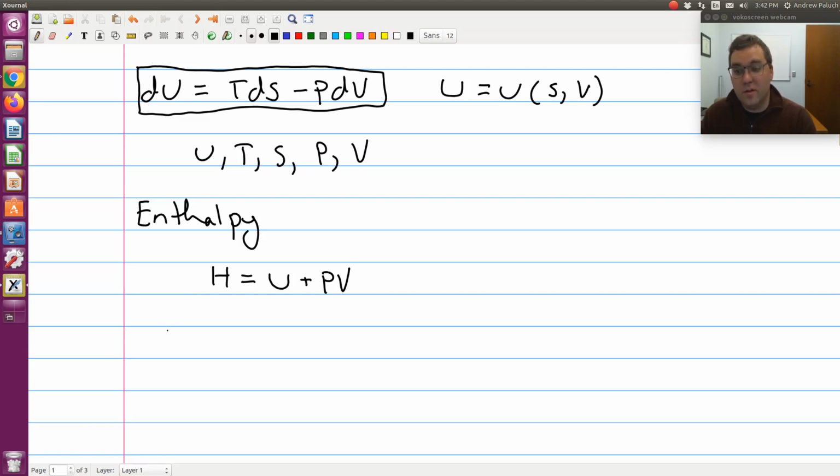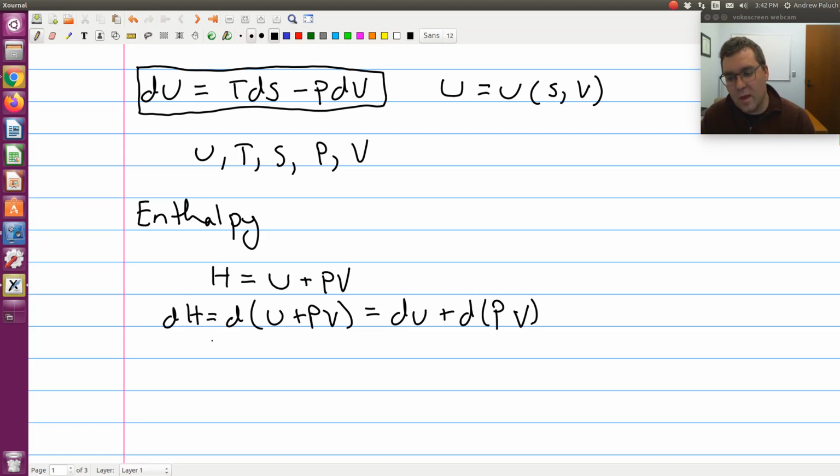So now the differential of H is going to be equal to the differential of U plus PV, which is equal to the differential of U plus the differential of PV. To get the differential of PV, I need to apply the product rule. So dH is going to be equal to dU plus V dP plus P dV.